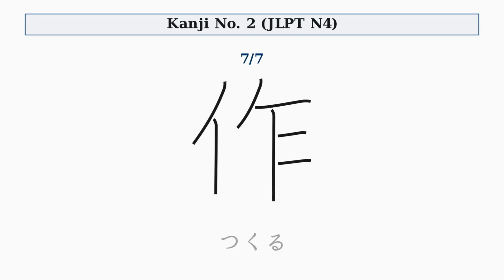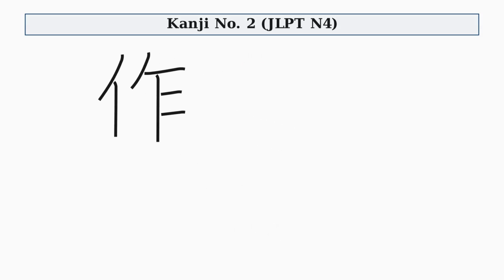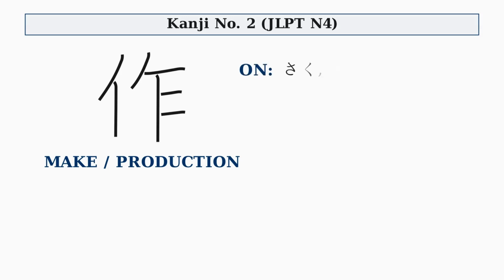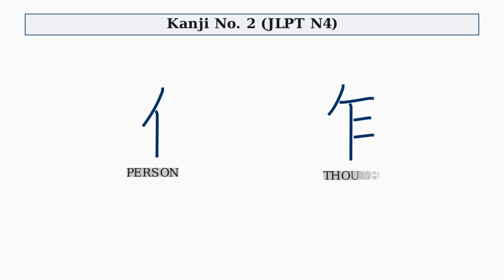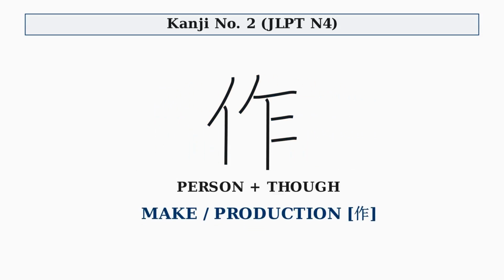Kanji number 2. 作る. This kanji generally means make or production. The Onyomi readings are サク, サ. The Kunyomi readings are 作る, 作り. This kanji has two parts, person and though. Together they mean make or production.